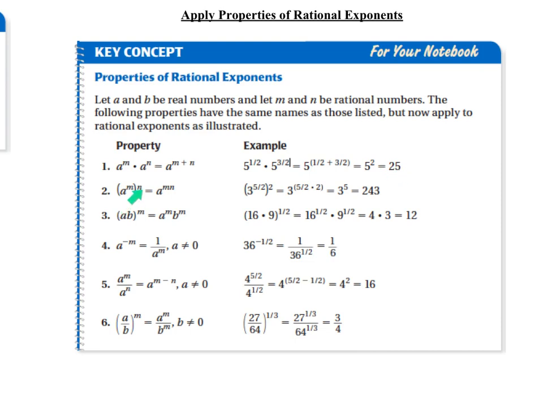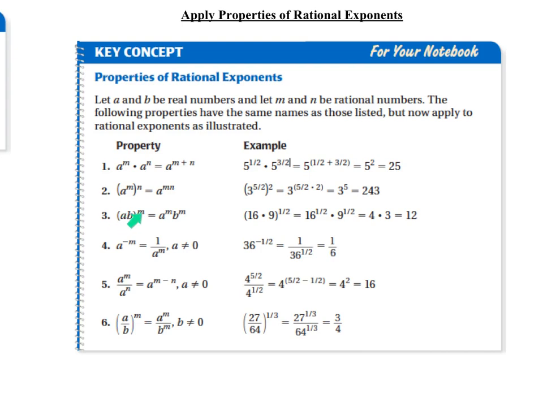We have the power rule. So if you have a power of a power, you're going to multiply. So in this case, 3 to the 5/2 raised to the second. 2 times 5/2 gives you 5. So it's 3 to the 5th, or 243. Same would apply if you had multiple bases inside.